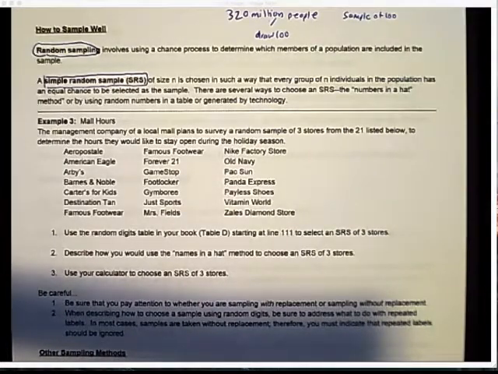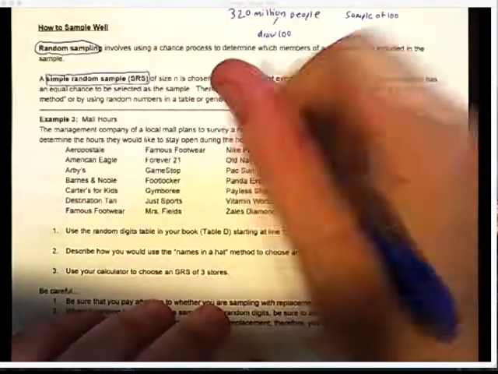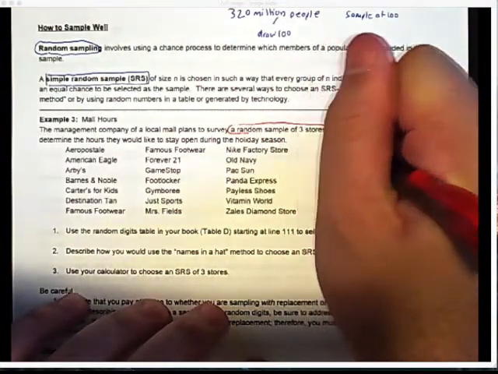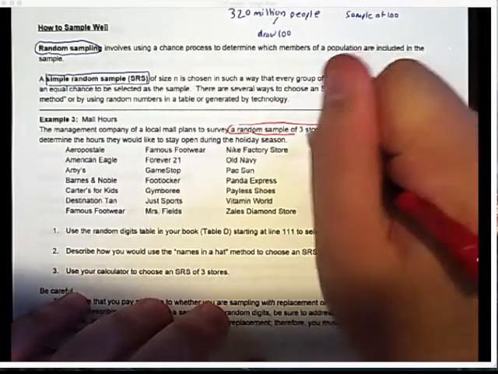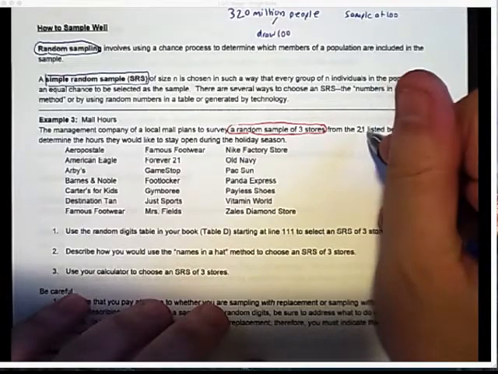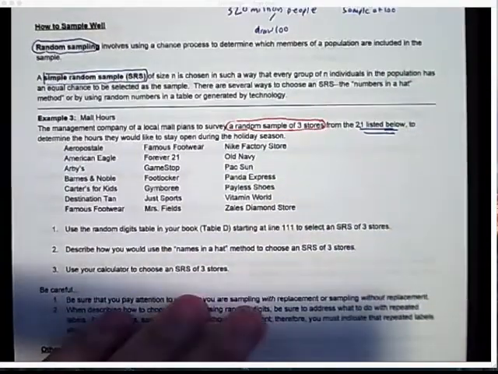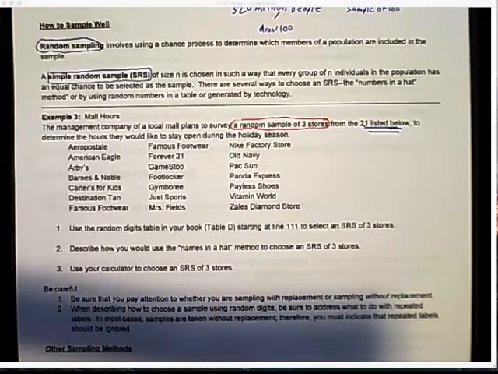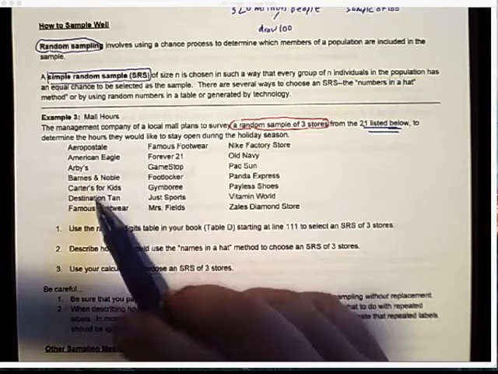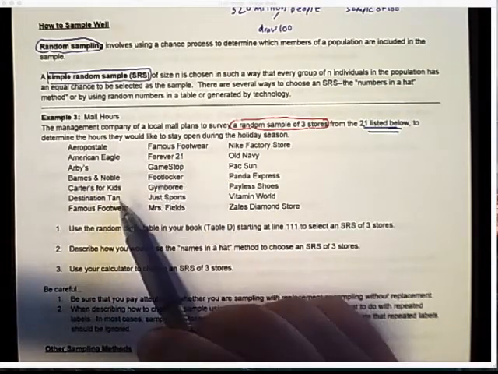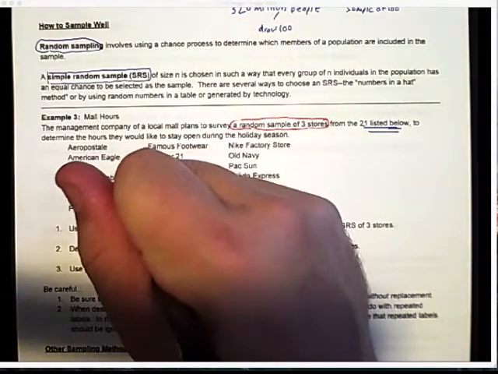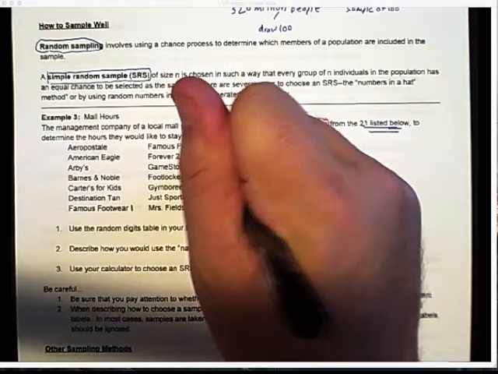All right, it says the management company of a local mall plans to survey a random sample. Okay, so here's our sample information. Random sample of 3 stores from the 21 listed below to determine the hours they would like to stay open during the holiday season. I just put them in alphabetical order here. Now there are two famous footwear stores in this mall for whatever reason. So I'm going to label this famous footwear 1 and famous footwear 2.